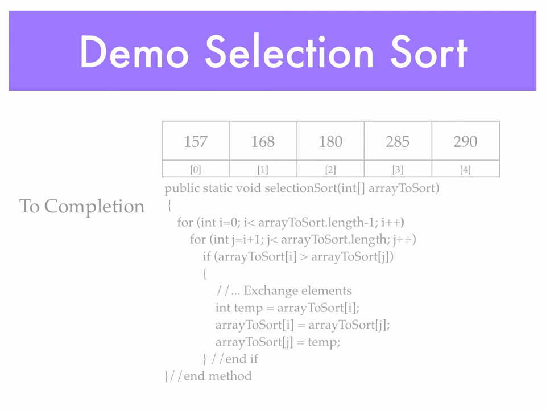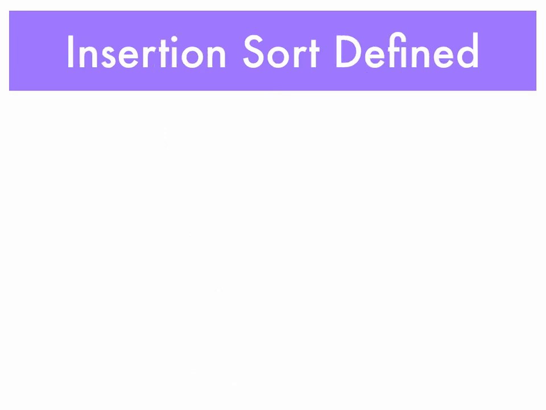We'll continue through this until we have a sorted array. And our sorted array will be 157, 168, 180, 285, 290. We'll execute that inner loop and then our outer loop until we meet our termination point, and that's when I is no longer less than length minus 1. We'll have a sorted array. That's the selection sort. The next sort we're going to look at is the insertion sort.